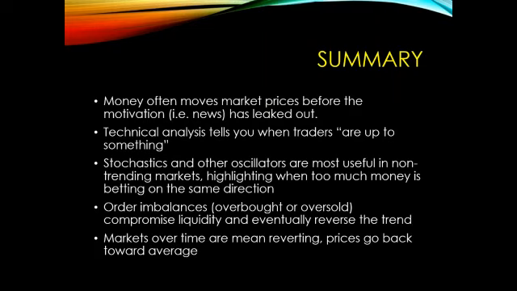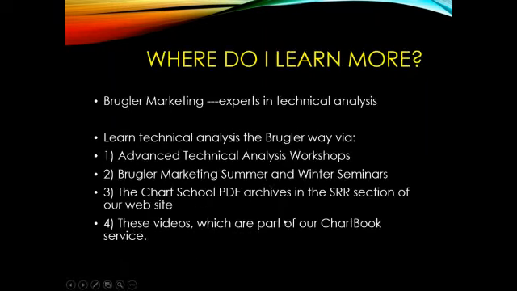Markets are mean reverting, meaning they go back to average over time. That's our last point on the page. When everything's coming in on one side, think of Bitcoin going to $20,000. That was an order imbalance situation. Prices will eventually reverse the trend.